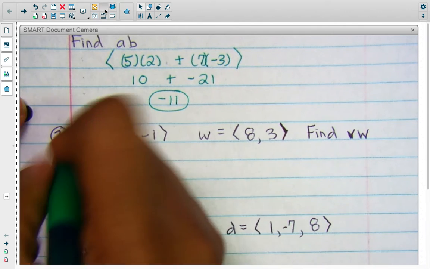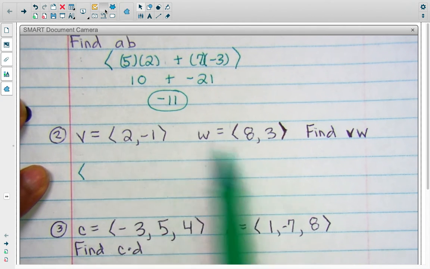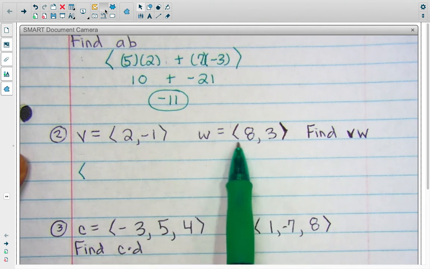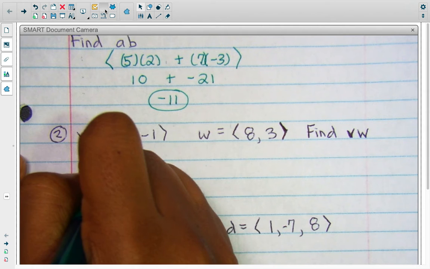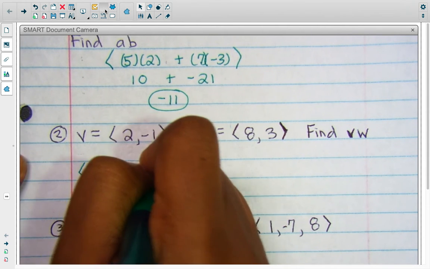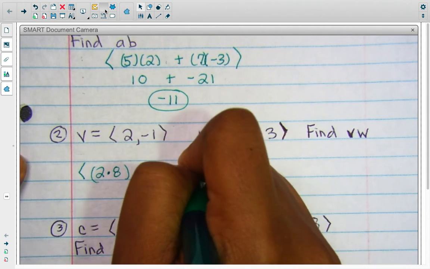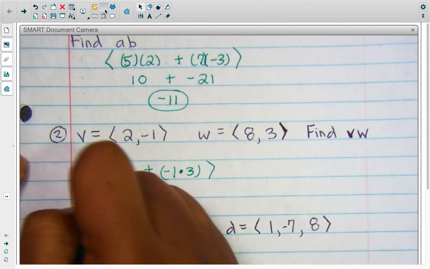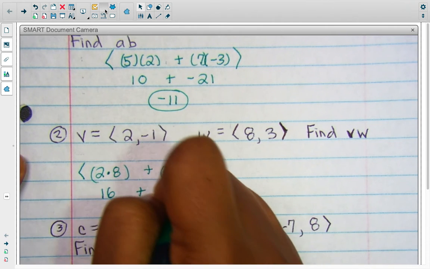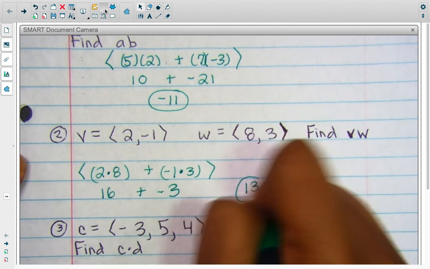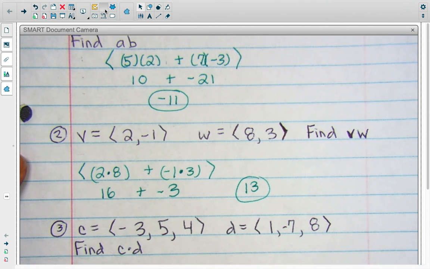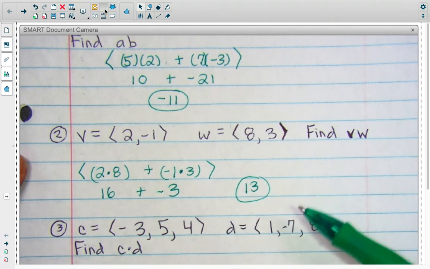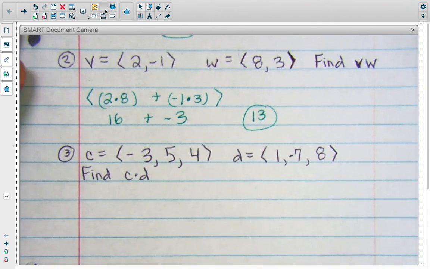Number 2, same thing. We're going to do the first times the first and add it to the second times the second. So 2 times 8, and I'll write that step out in case you need it. So it's 2 times 8 plus negative 1 times 3. So 2 times 8, negative 1 times 3, add that together, gives us 13. So first times first, add it to second times second.